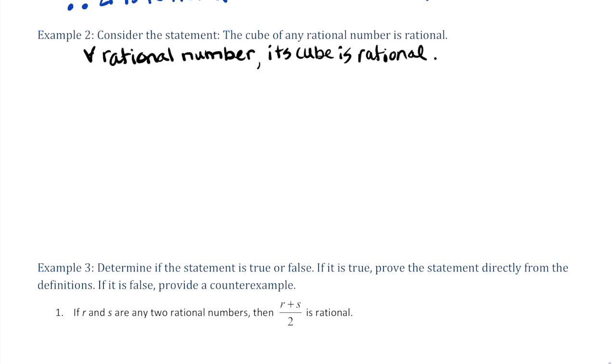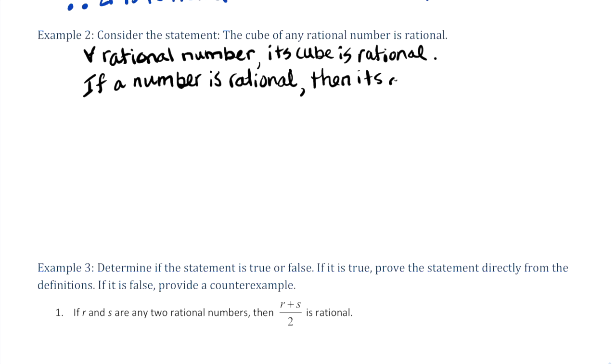Well, that's all good, but it's not really our if-then statement, right? So if a number is rational, then its cube is rational. So we know our premise and we know our conclusion.